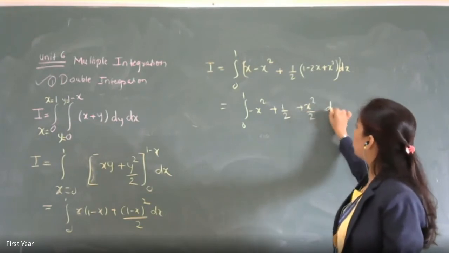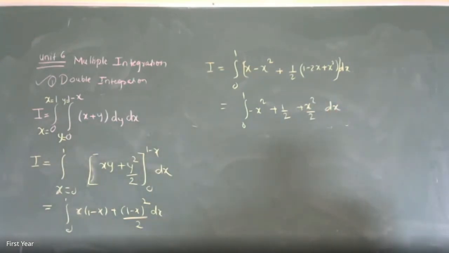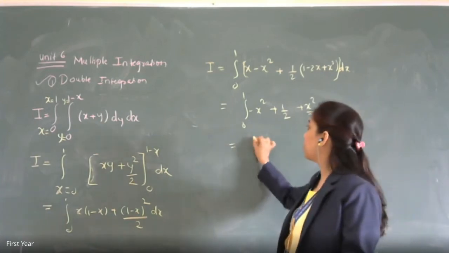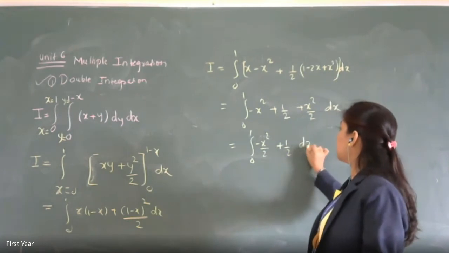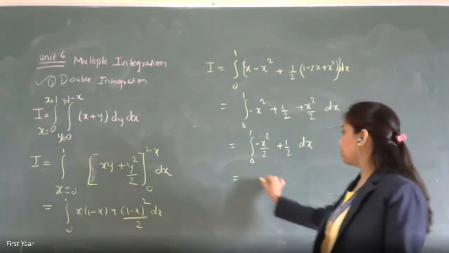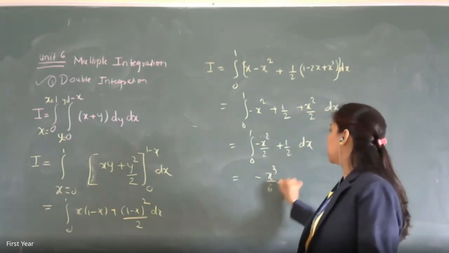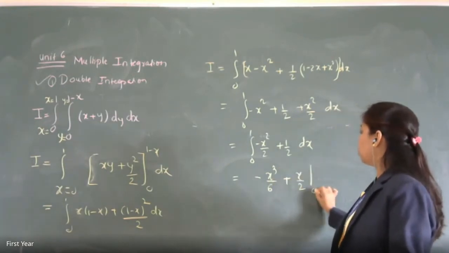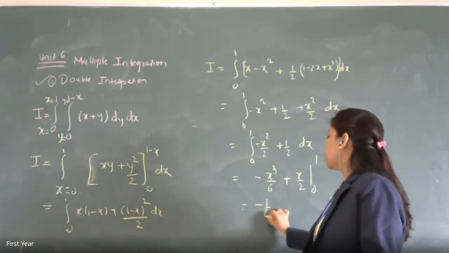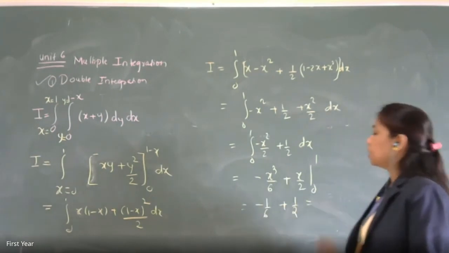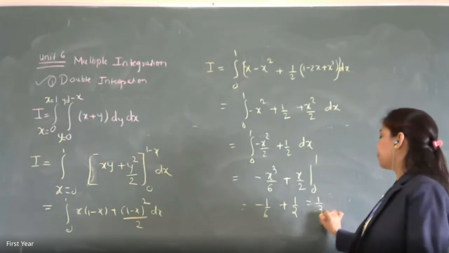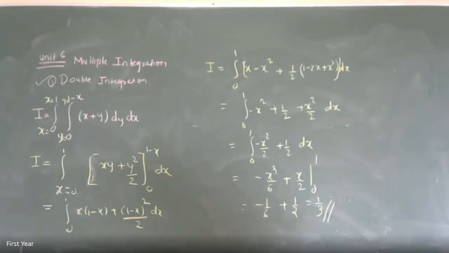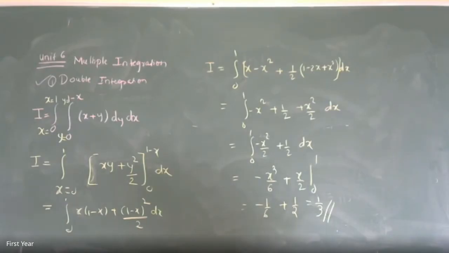So again, this is also going to simplify. Minus x square plus half x square is minus x square by 2. 0 to 1 of (minus x square by 2 plus 1 by 2) dx. That gives the answer. It is minus x cubed by 6 plus x by 2 from 0 to 1. So that is minus 1 by 6 plus 1 by 2. And that is how much? 1 by 3. Okay. Simple? Yes, ma'am. So this type of question will be there for your marks.